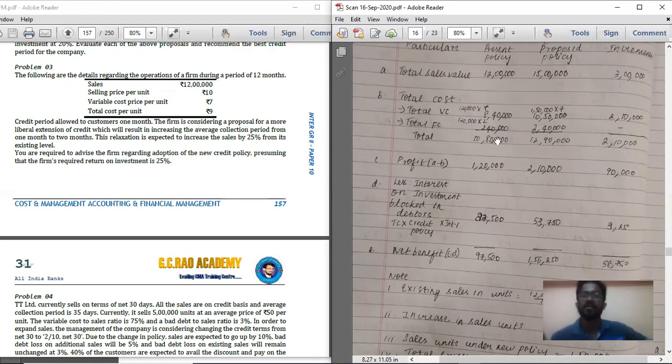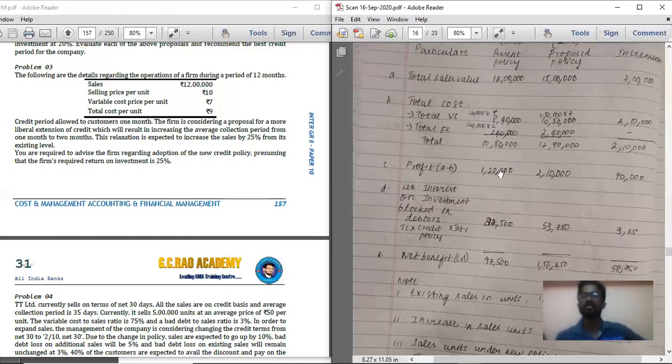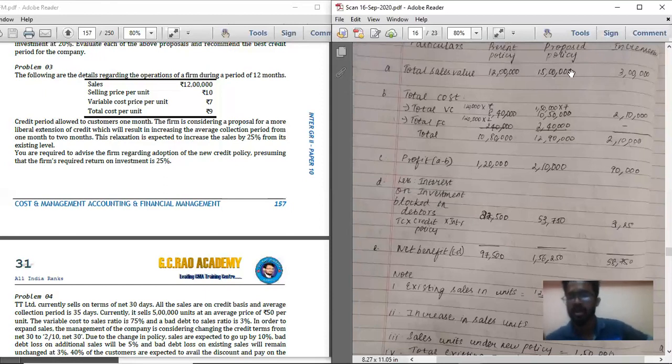Done. Under present policy, what is the small a? 12 lakhs. And what is the small b? 10,80,000. So what is the profit? 1,20,000. 12 lakhs minus 10,80,000, that is 1,20,000. And under proposed policy, 15 lakhs minus 12,90,000, that is 2,10,000.